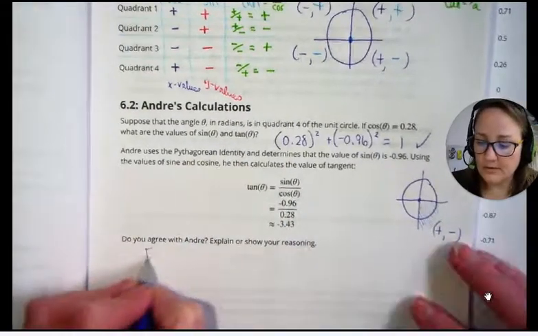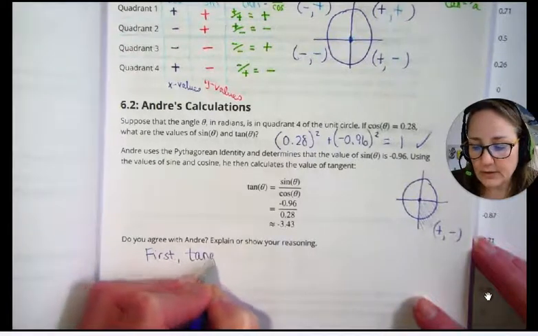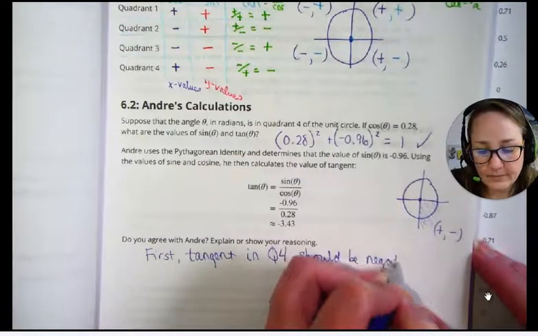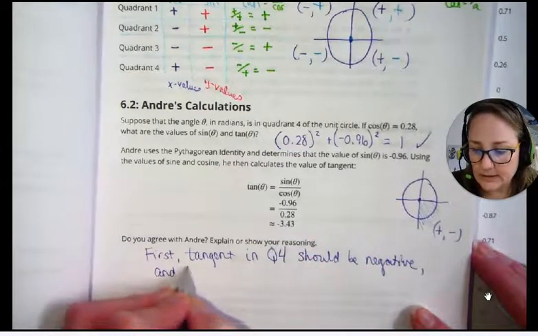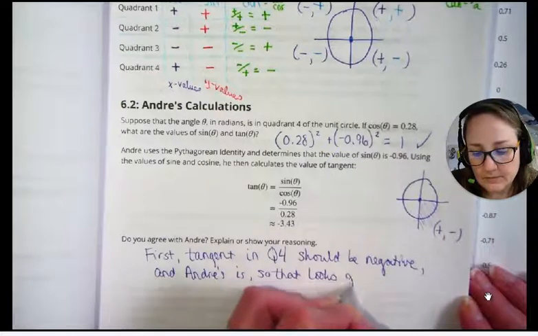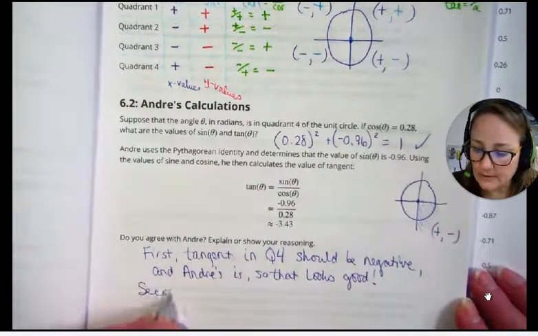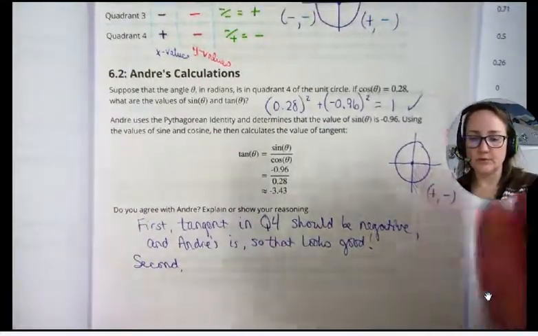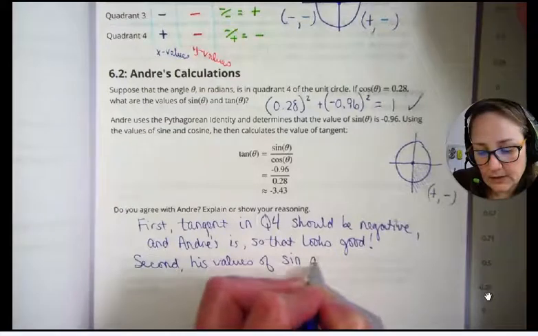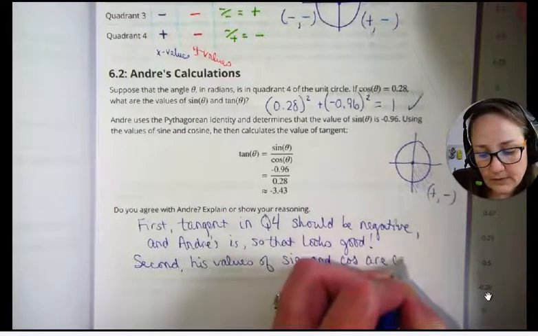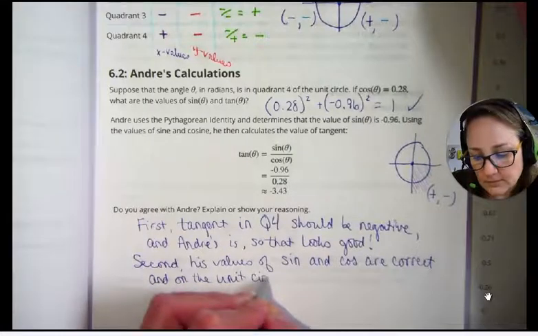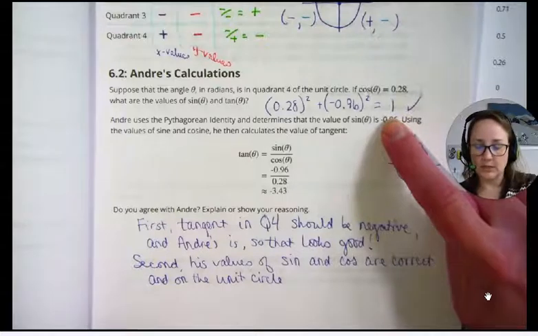So I'm going to say, first of all, tangent in quadrant 4 should be negative. And Andre's is. So that looks good. Second, we already know his values of cosine and sine are correct and on the unit circle. We could tell that because sine squared plus cosine squared equaled 1.